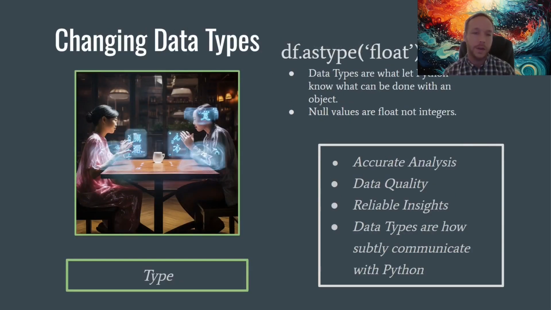Okay, and another handy function, another really important thing to understand is our data types in Python. Data types are a subtle way that we communicate with Python. Not the code that we write, but the underlying subtext of what we're managing. That's communicated to Python through the data type and lets Python know what can be done with any given object that we're giving to it. So it's really important for your code to work that you understand the data types.